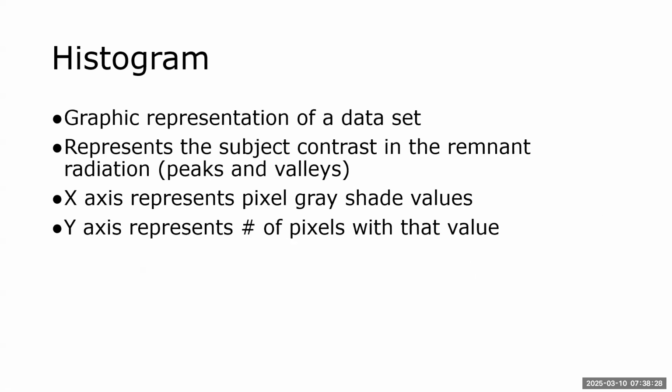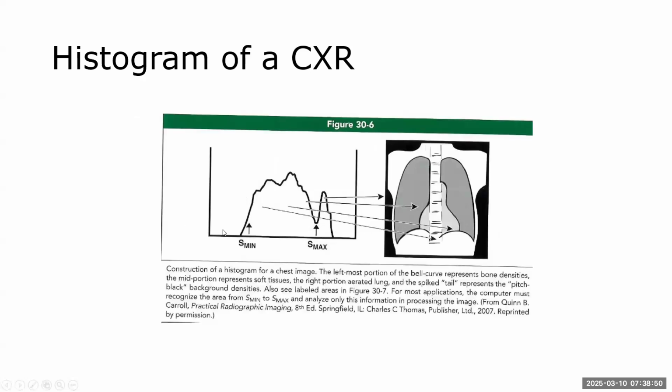So what exactly is a histogram? Well, it's a graphic representation of a data set. When we look at the histogram, and I have a picture on the next slide, the peaks and the valleys of the histogram represent the subject contrast. The x-axis represents the pixel gray shade values, and the y represents the number of pixels with that value. So let's look here. This is just a generic looking histogram of a typical chest x-ray.